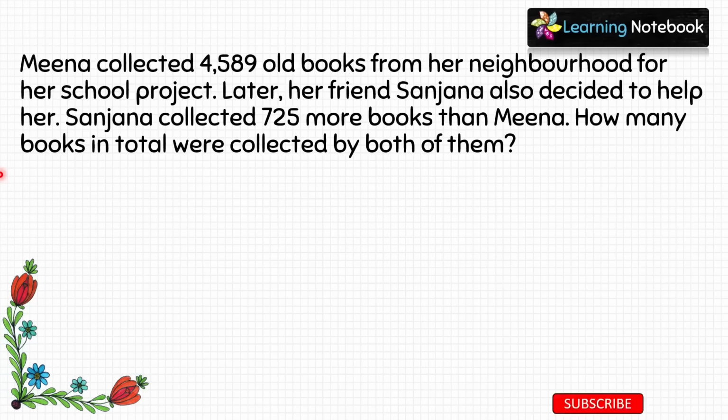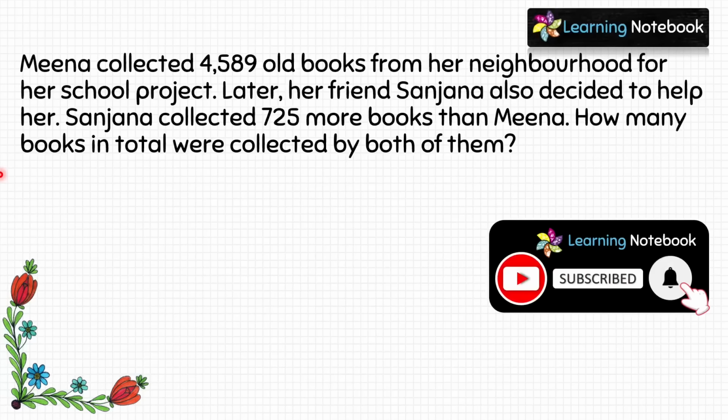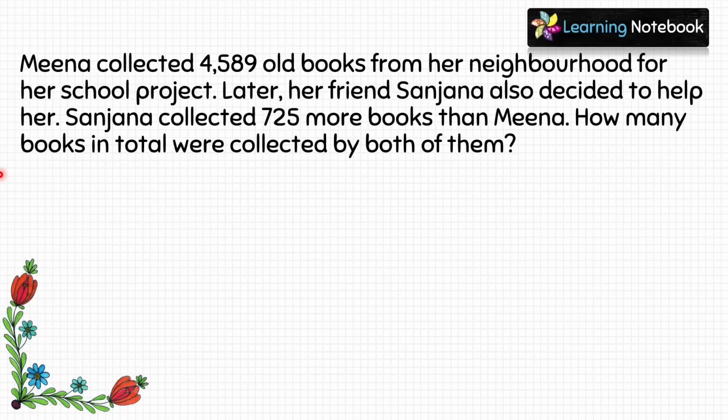The next word problem is Meena collected 4589 old books from her neighborhood for her school project. Later, her friend Sanjana also decided to help her. Sanjana collected 725 more books than Meena. How many books in total were collected by both of them?